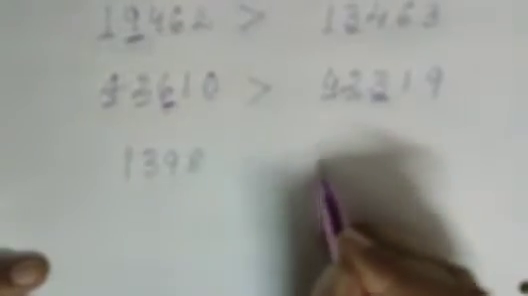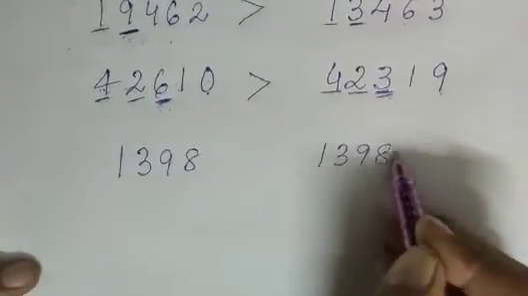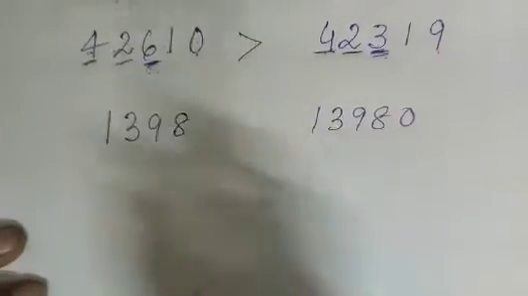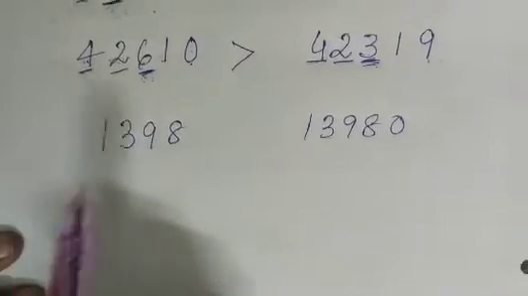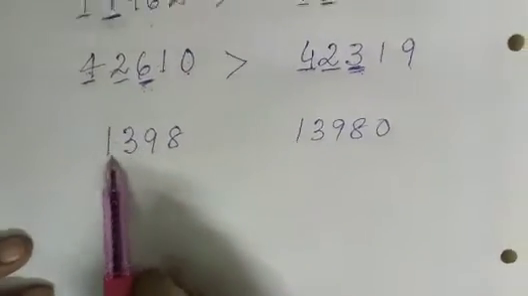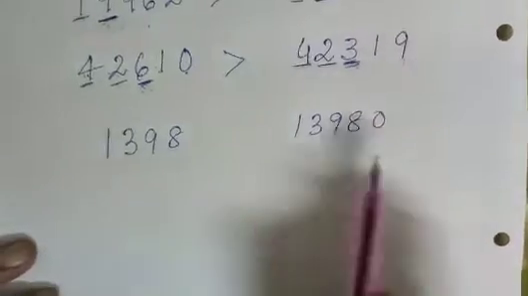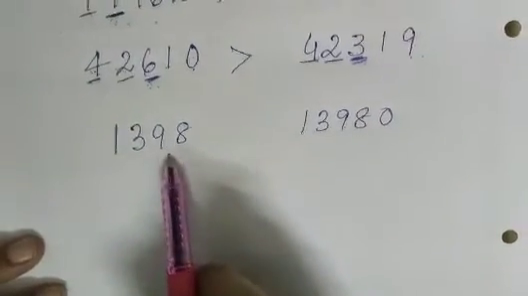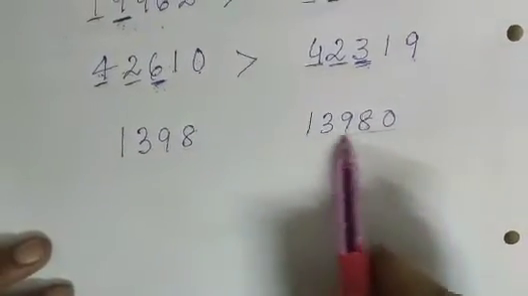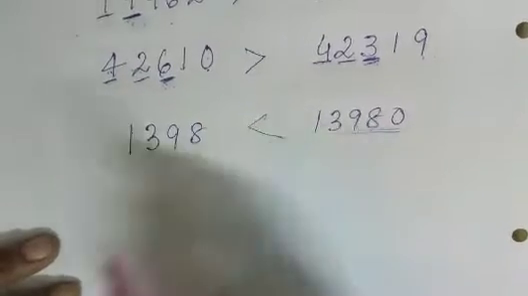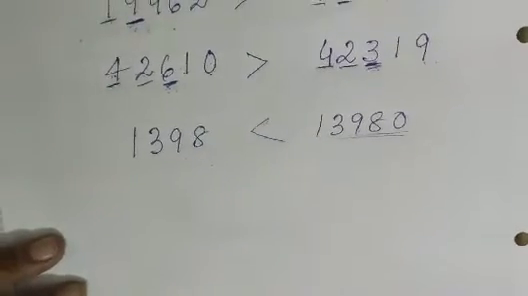One more question. Okay, the first thing I told you, just count the digits. 1 2 3 4, this is a 4 digit number and this is a 5 digit number, so we will not compare. Simple thing, the number which has more digits will be greater. I hope you have understood the concept.